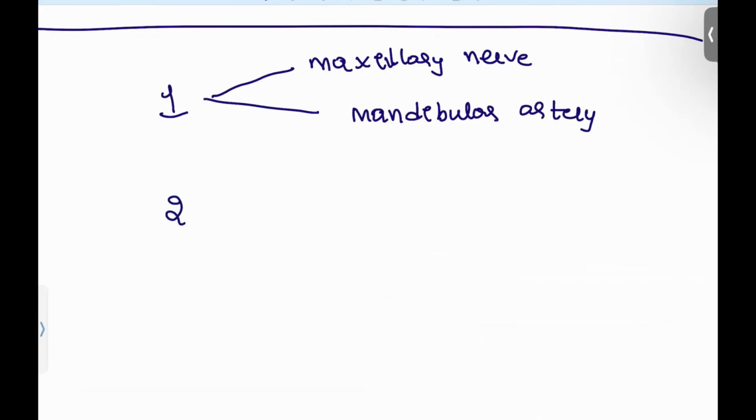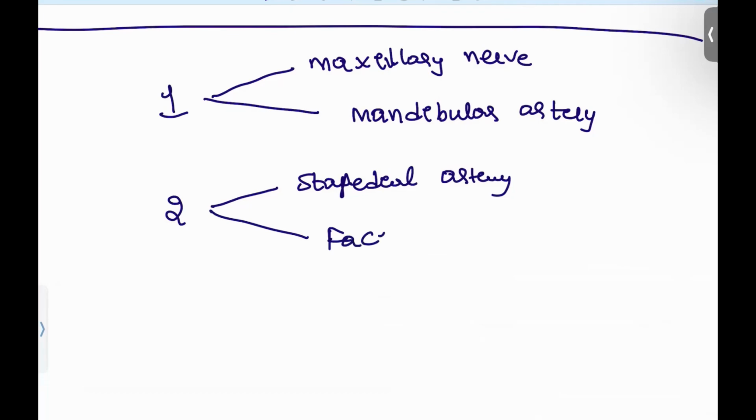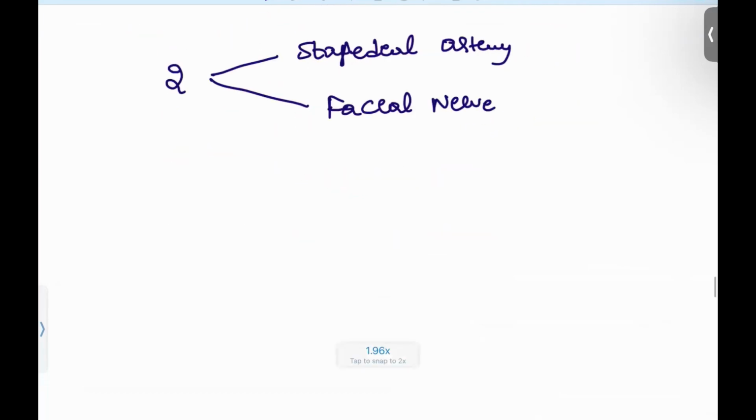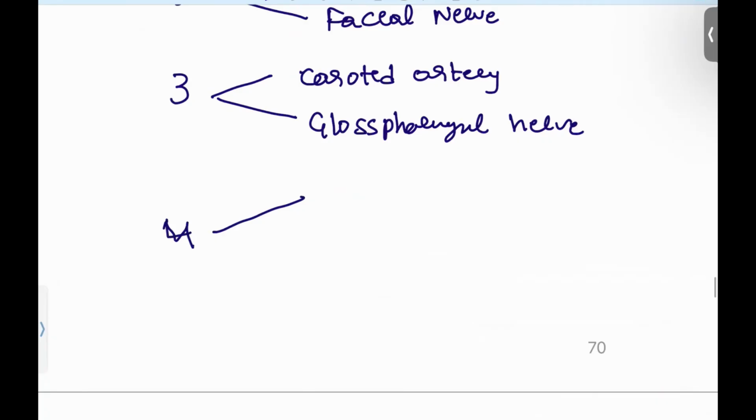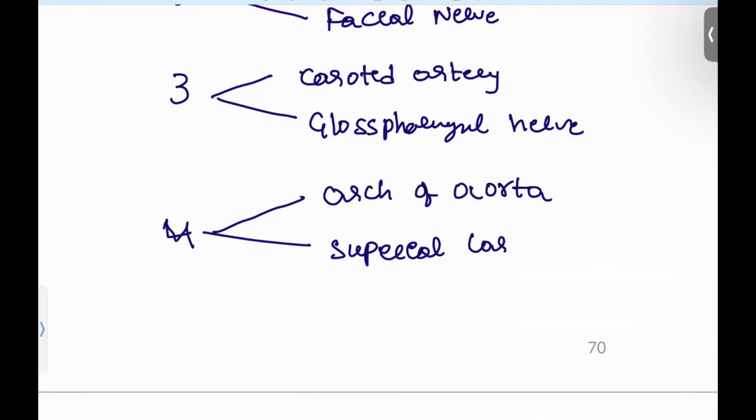From the second pharyngeal arch: the stapedial artery and the facial nerve. In the third arch, we have the carotid artery and the glossopharyngeal nerve. In the fourth arch, the patient will have the arch of aorta development, and also the superior laryngeal nerve. Okay, superior laryngeal nerve.